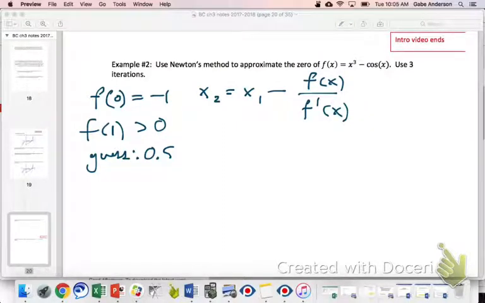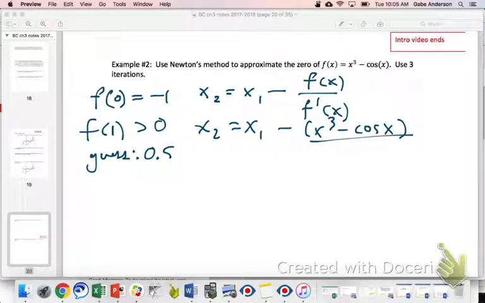And so we could formalize this for ourselves to make it a little bit easier. We could say the next x coordinate equals the previous x coordinate minus f of x, which of course is x cubed minus cosine of x, over f prime, which is 3x squared plus sine of x. So that'd be our little formula there. And we'll just run our hopefully increasingly accurate values through that formula.